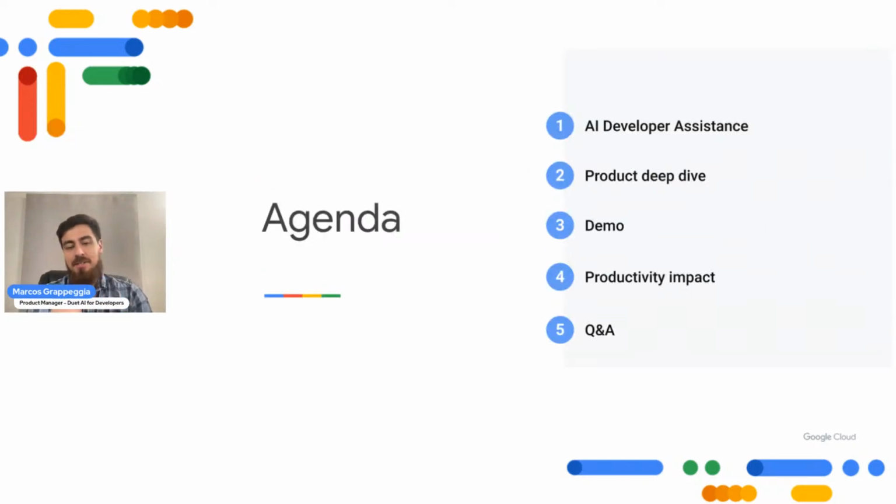So the agenda for today, we'll be covering a few topics. We start by giving a high-level overview of the AI developer assistance Google Cloud, and more broadly Google, provides, followed by a product deep dive. And then we'll be giving a quick high-level demo just to show how you can get started on Duet AI and do some basic development tasks to highlight those journeys. Followed by some overview of productivity impact that some of our customers have been seeing, and then we open up for Q&A.